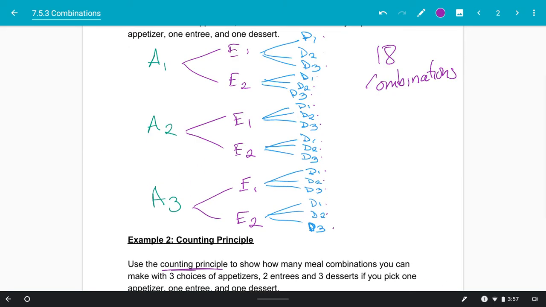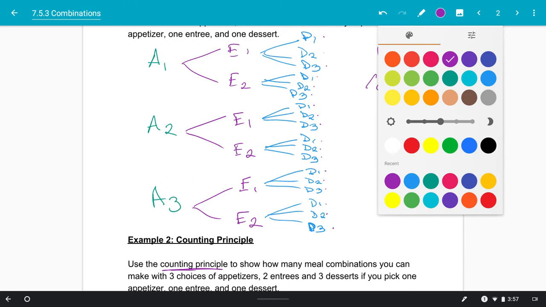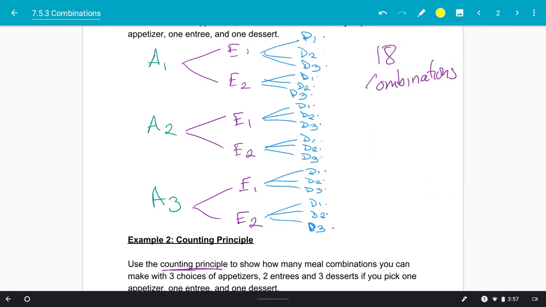But let's say I wanted to know more information about this. Like let's say I wanted to say how many options do I have that are going to, let's say, give me dessert 3, right? So how many combinations could I have that are going to include dessert 3? So I could pick appetizer 1, entree 1, and dessert 3. I could have picked appetizer 1, entree 2, and dessert 3. Appetizer 2, entree 1, and dessert 3. Appetizer 2, entree 2, dessert 3. Appetizer 3, entree 1, dessert 3. Appetizer 3, entree 2, and dessert 3.